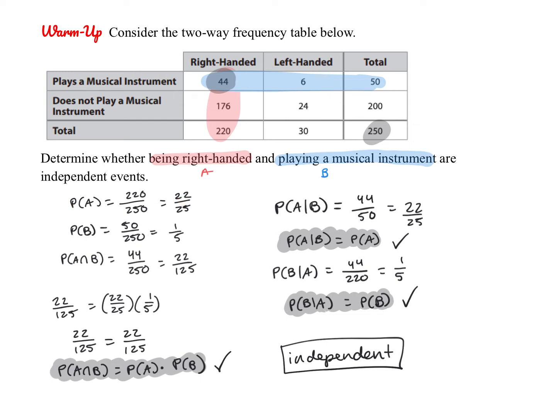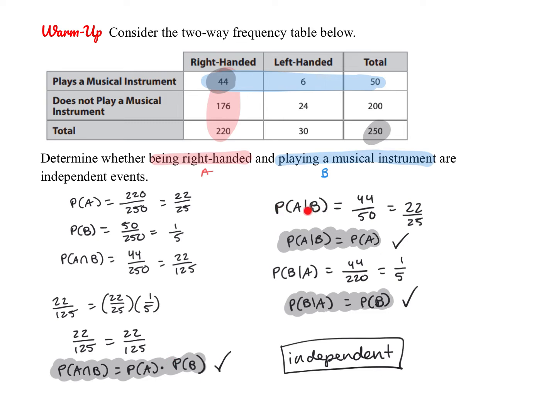So the probability of being right-handed is 22 out of 25, or you could see I did 220 over 250. And the probability of playing a musical instrument is 50 over 250, which is 1/5. The probability of the intersection is 44 out of 250, which is 22 over 125. So if you take the product of the individuals, it does equal the probability of the intersection. So that would be enough to show that they're independent.